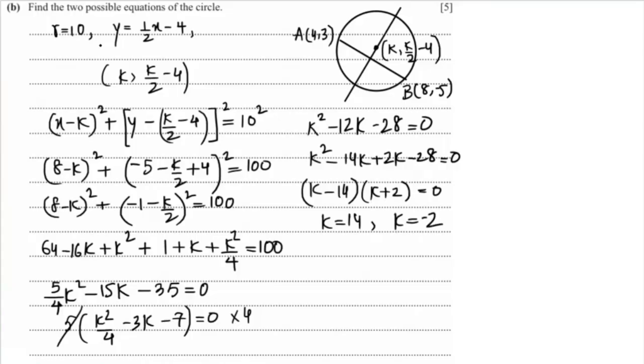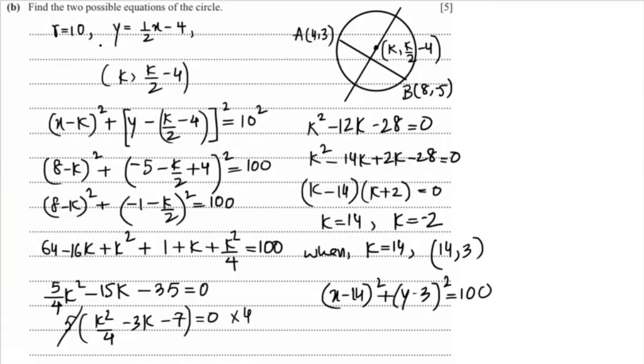Let's get our two possible centers. When k is 14, your center will look like 14, and 14 divided by 2 is 7, minus 4, that's a 3. So one of the possible equations of the circle is going to be (x minus 14) squared plus (y minus 3) squared equals 100, right? Let's just box this. Ran out of space again, guys.